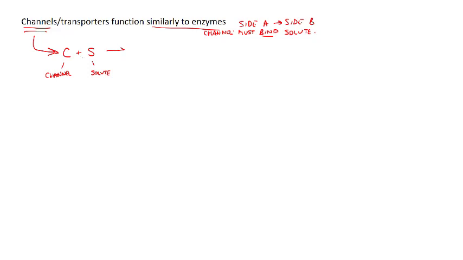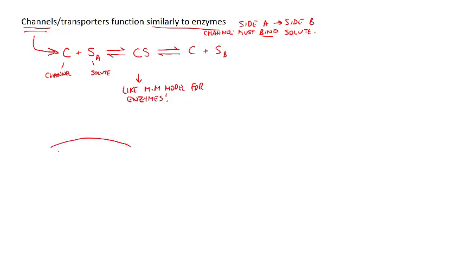So what happens is the solute and the channel bind to give us a CS complex. And the CS complex can then break down to give us the channel plus the solute. We're going to say that this is on side A and this is on side B. So what we have here is a situation that is very much like the Michaelis-Menten model for enzymes. And in fact, you can even use the Michaelis-Menten equation that you would for enzymes.